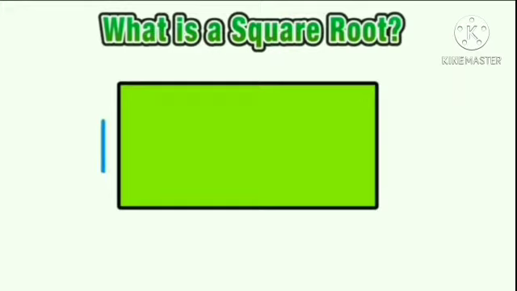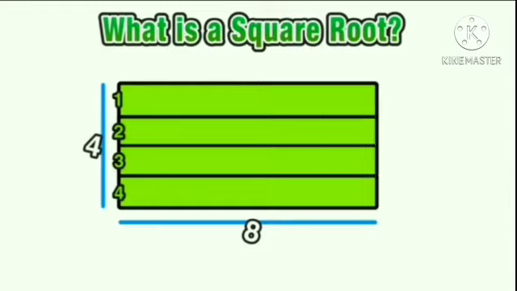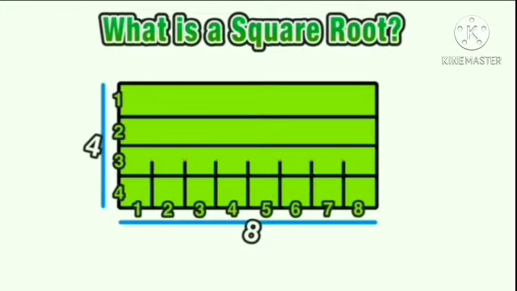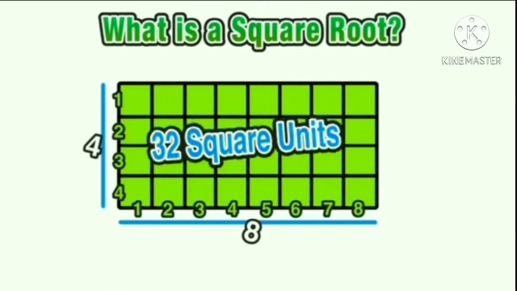Here we are going to start our discussion with a rectangle. Its width is 4 units and its length is 8 units. 4 units means it is making 4 equal parts, 1, 2, 3, 4, and 8 units means 8 equal parts. Inside it are squares, so 4 times 8 is equal to 32 square units.